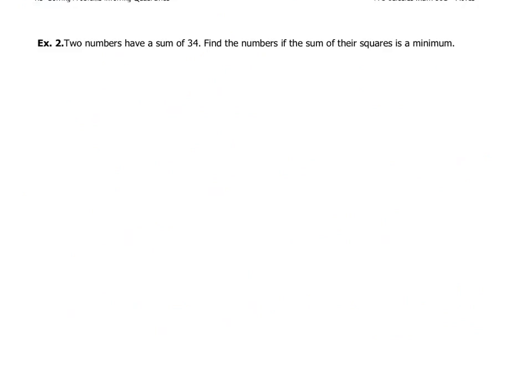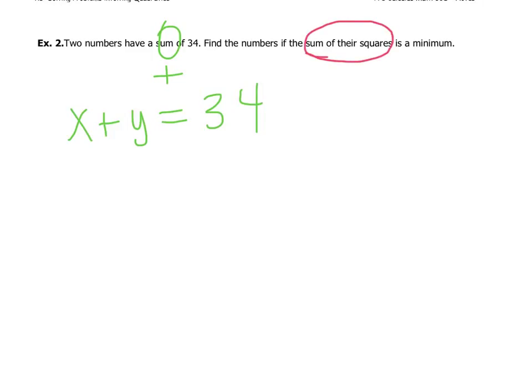All right, so now looking at this next question, two numbers have a sum of 34. So sum means to add. So two numbers, x plus y equals 34. All right. Now find the numbers if the sum of their squares is a minimum. So sum of their squares, now we've got x squared and then we've got y squared, and then that is going to be the sum of their squares. So we add the two together. This is going to be our minimum.